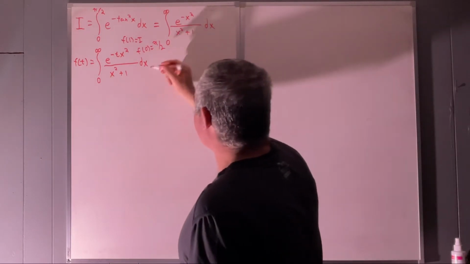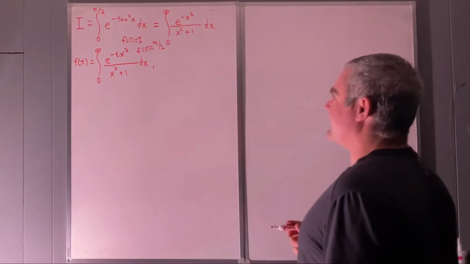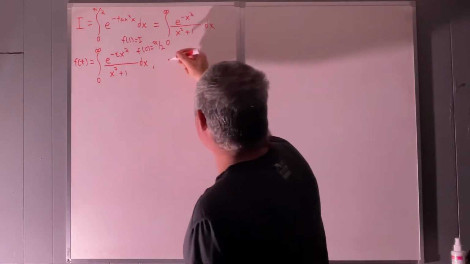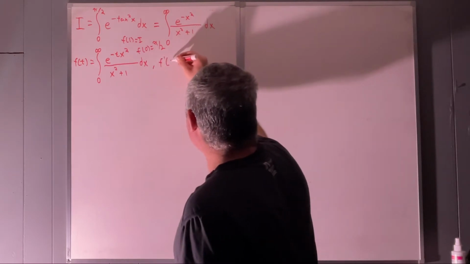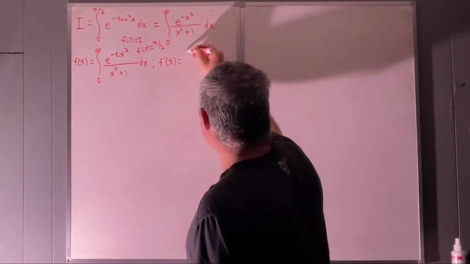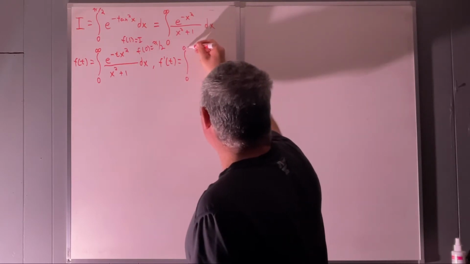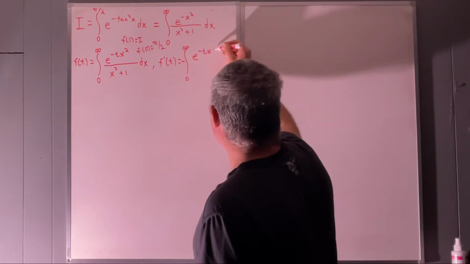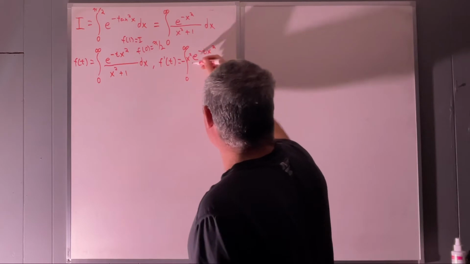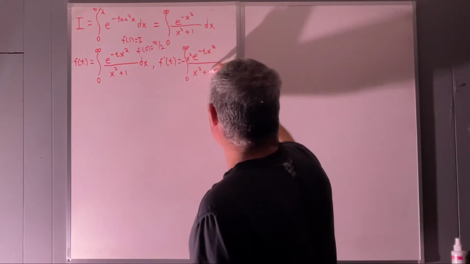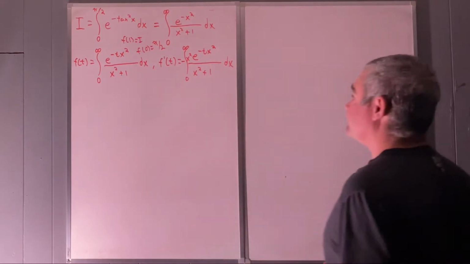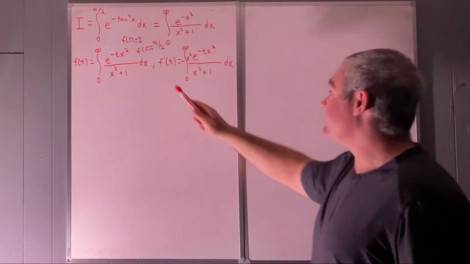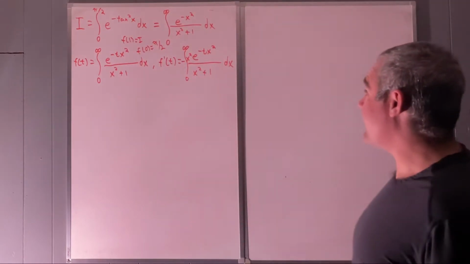So let's take a derivative of f of t with respect to t by using the Leibniz rule for differentiation under the integral sign. And what you'll get is that f prime of t is equal to the integral from 0 to infinity of negative e to the negative t x squared times x squared over x squared plus 1 dx. All you're doing is taking a derivative with respect to t of the integrand, so you get a negative and an x squared added to it.